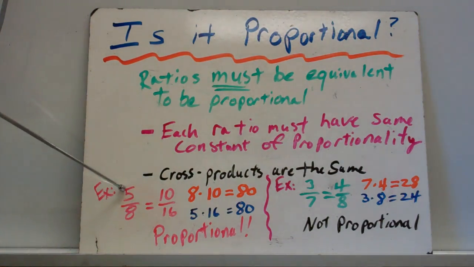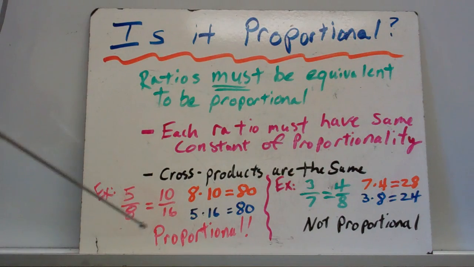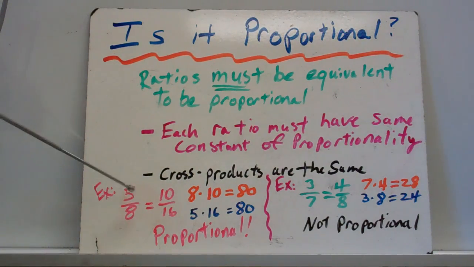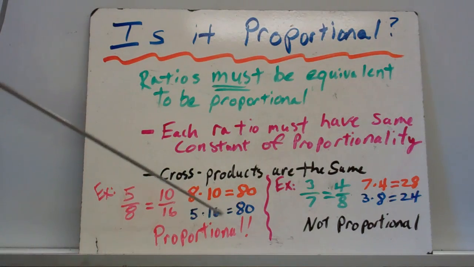So here we have 5/8, and that's equivalent to 10/16, or we're going to see if that's equivalent. So we can take our cross products. We could take 8 times 10, and that equals 80. We could take 5 times 16, and that equals 80. So since both of the cross products equal the same thing, it is proportional.